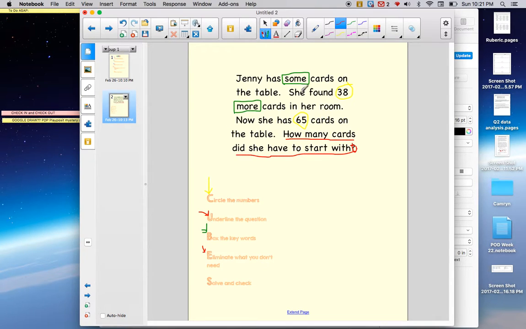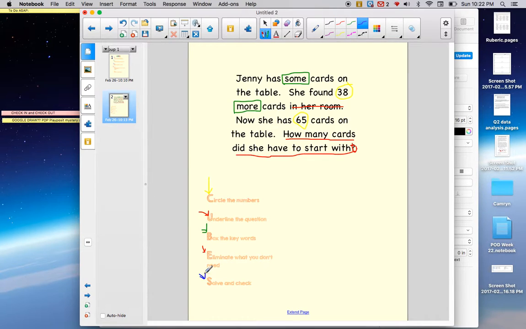I mean, I guess you could eliminate the fact that she found them in her room. I mean, that part's not really important. But the rest of it's pretty important. Again, in third grade, you'll find a lot of word problems that will have a lot of extra information that's there to trick you. So we definitely want you to be able to eliminate that information that's there to trick you. And then our last step is to solve and check.